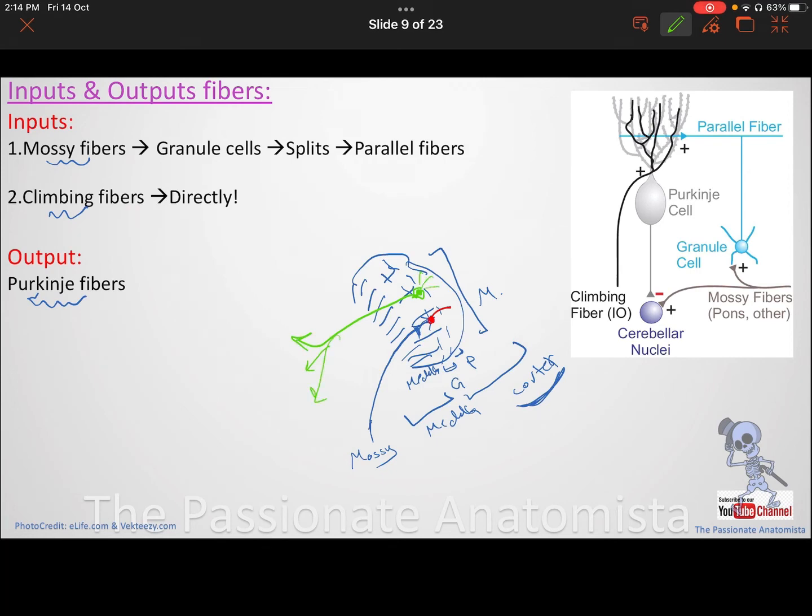But the dendrites of the Purkinje are in the molecular layer. So in order for the cerebellum to answer you back, you need to give the information all the way to the molecular layer above, because the dendrites of your Purkinje cells are sitting at this level. So the Purkinje will send you the final output and the answer of the cerebellum everywhere.